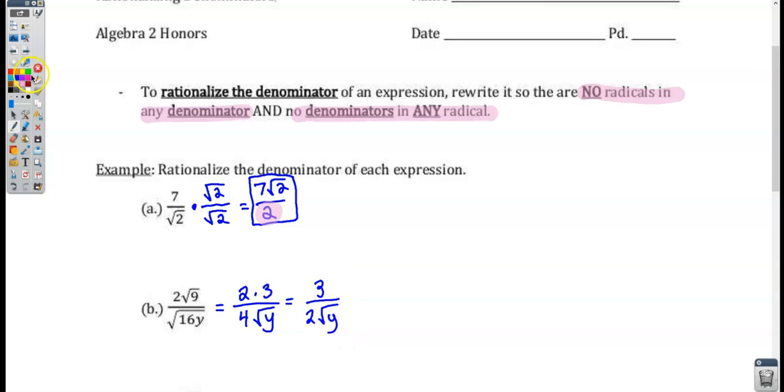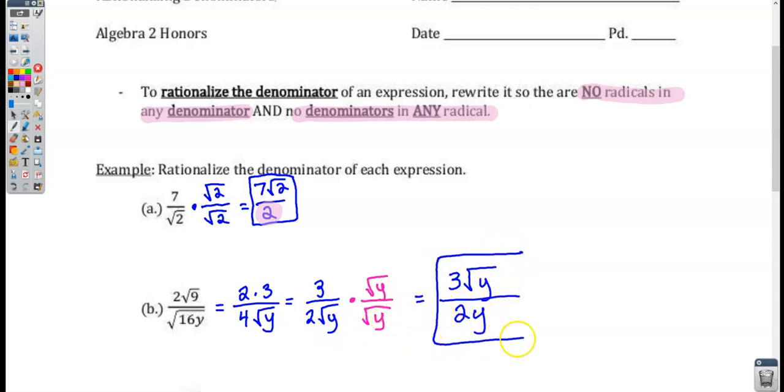And now what I want to do is I want to go ahead and rationalize. So I'm going to multiply the denominator by what I need to multiply it by in order to get rid of this radical. I have the square root of y. In order to get rid of the square root of y, I'm going to have to multiply it by the square root of y. And so now this ends up becoming 3 square root of y over 2 times square root of y times the square root of y, which is just y. And so there's our final answer. We've rationalized the denominator in that expression. Let's do one more.